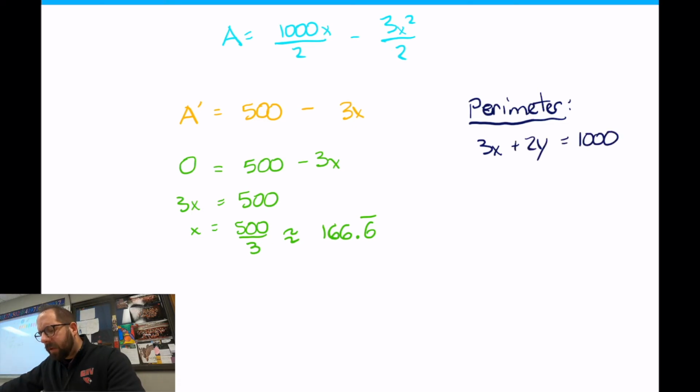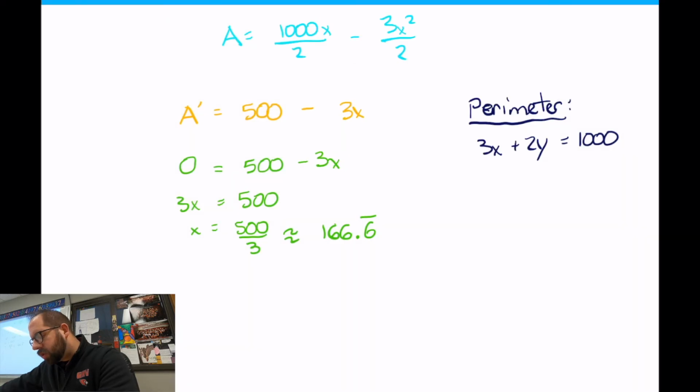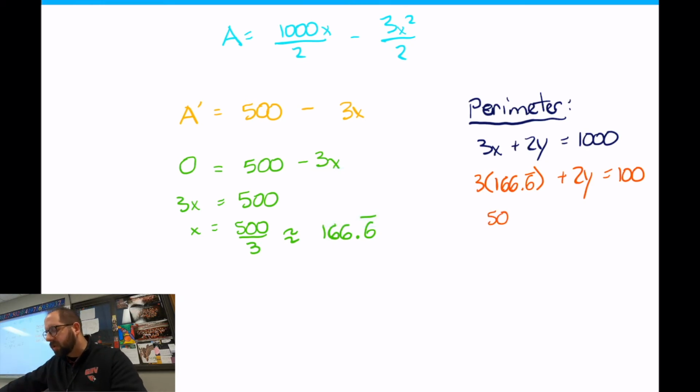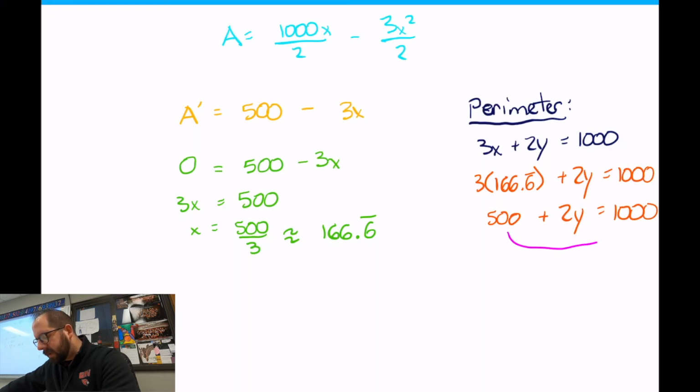So if I plug this back in, 166.6, if I actually multiplied the 166.6 times 3, I get back to 500, if you used a repeating number and tried to go as far as you could. So I'll subtract the 500 across to get 500. And just like you guys were saying, when I divide by 2, your y should be 250.